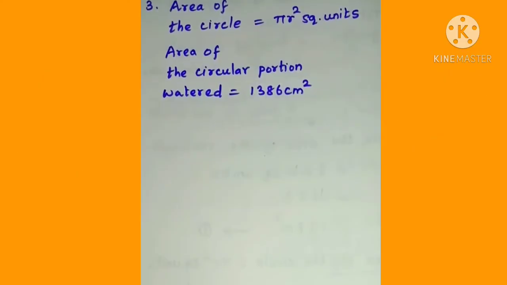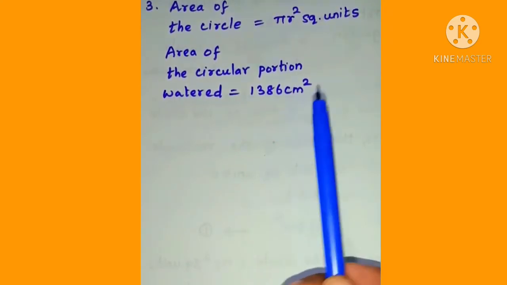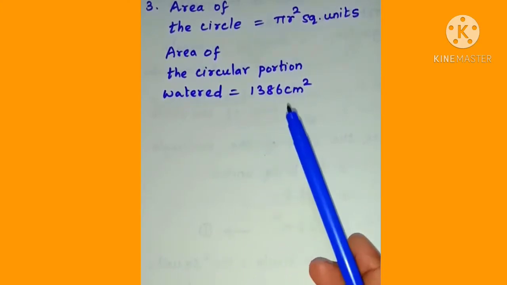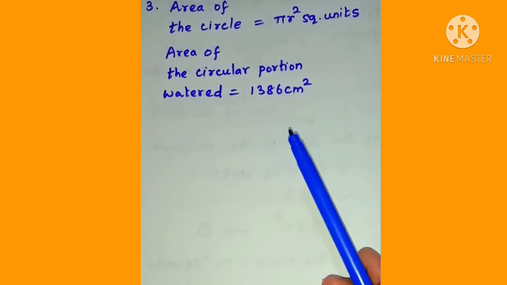Exercise 2.2, third problem. A sprinkler placed at the center of a flower garden sprays water covering a circular area. So here water covering, it means that we have to find the area of the circle. If the area watered is 1386 centimeter square, find its radius and diameter. So now students, here given area pi r square is 1386. So by using this value, we are going to find the radius and diameter.